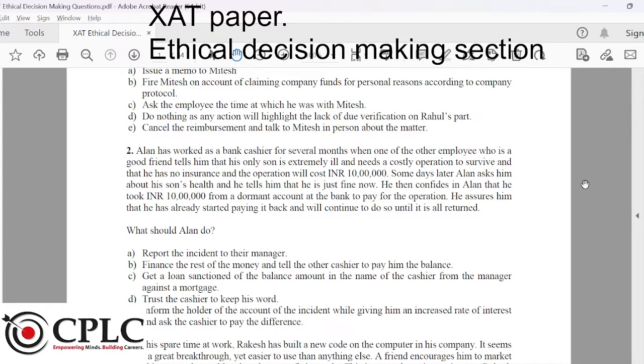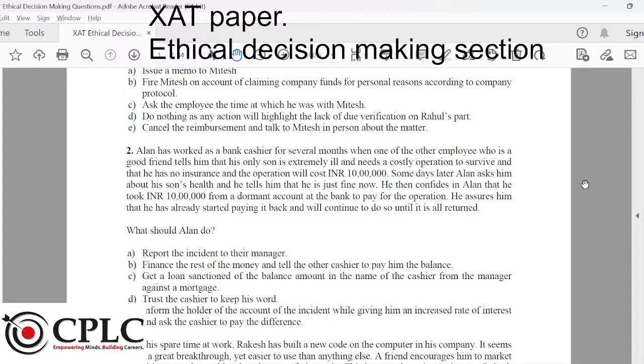Get a loan sanction of the balance amount in the name of the cashier from the manager against a mortgage. Okay, this can be the answer. Trust the cashier to keep his word. Again, not ethically correct, so D will be out of the picture. Inform the holder of the account of the incident while giving him an increased rate of interest and ask the cashier to pay the difference.